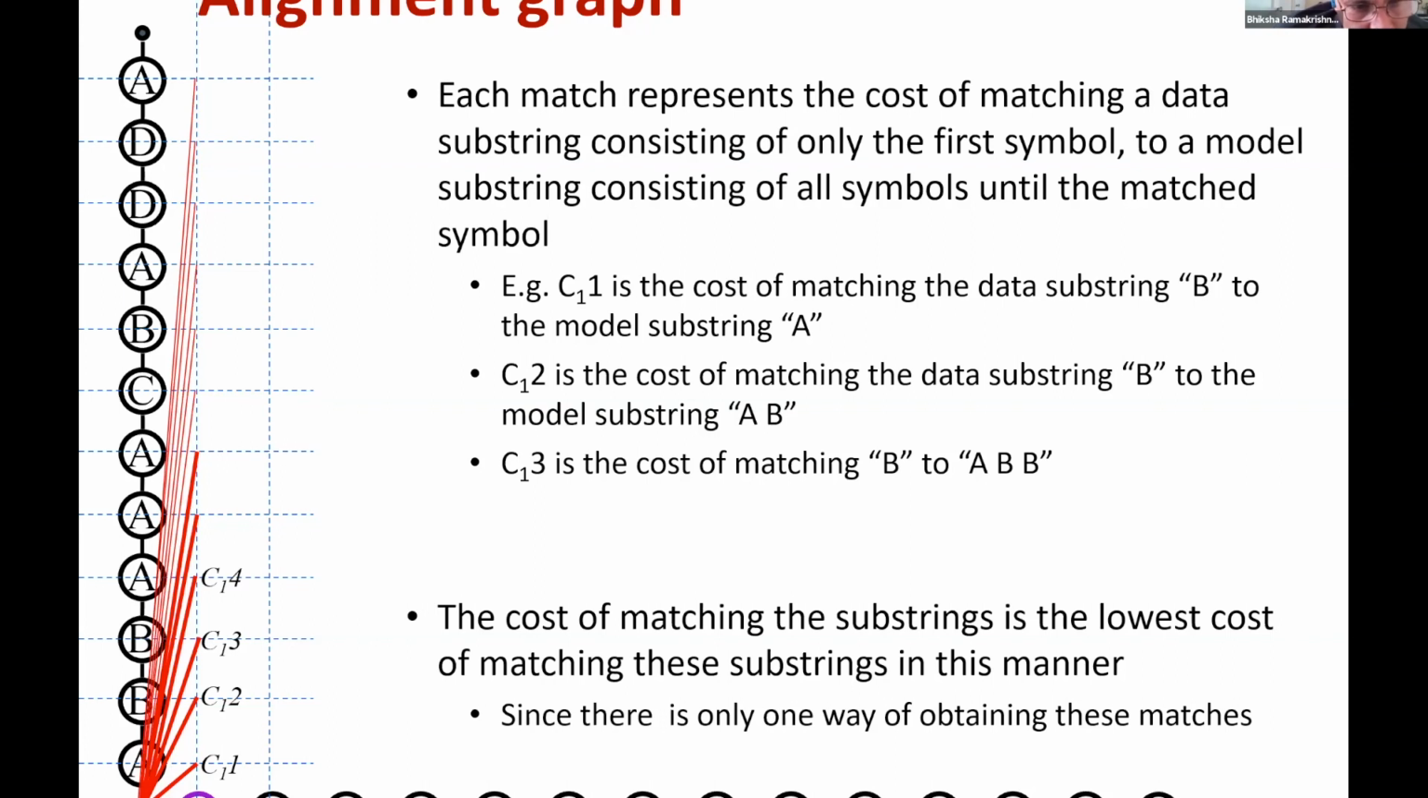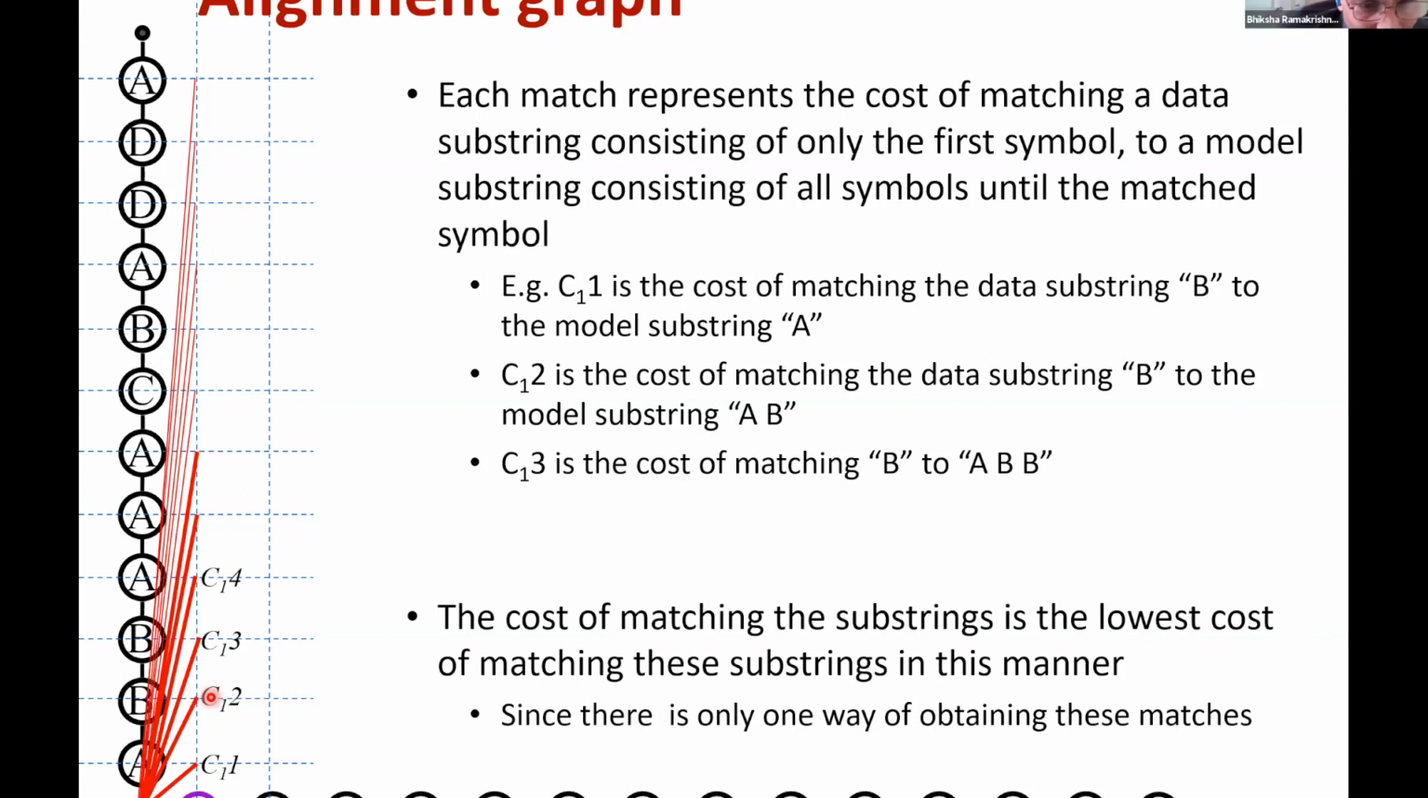Suppose I align this B with AB. What is this cost going to be? Are you there? Are you there? Yeah, I'm here. I'm trying to. What would the cost be? Not sure I have an idea.